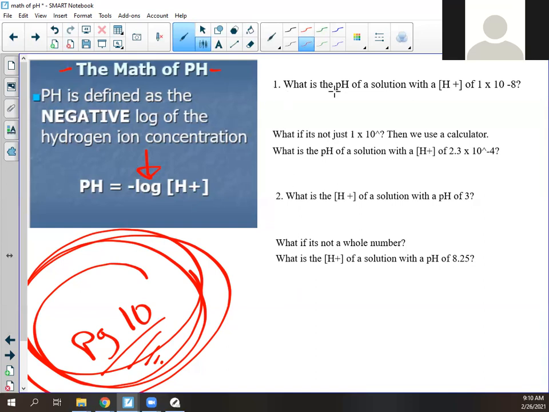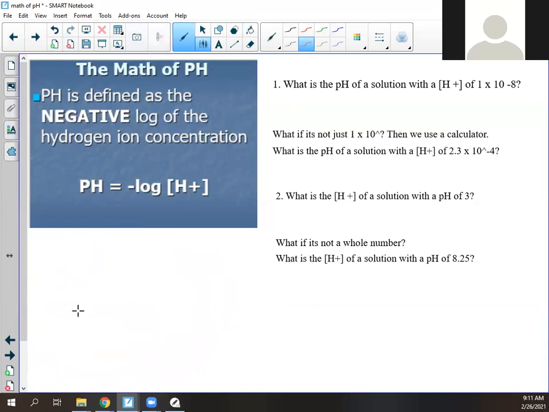Here we go. If you are asked for pH and you are given the concentration of this, which you are right here, you just literally type this in. On your calculator, you press the negative sign and then the log button. And then you type in whatever this says. So 1 times 10 to the negative 8. Let's type that in and see what we got.